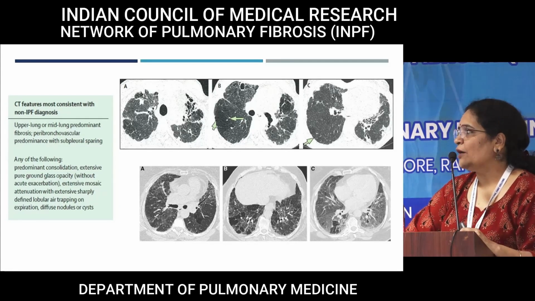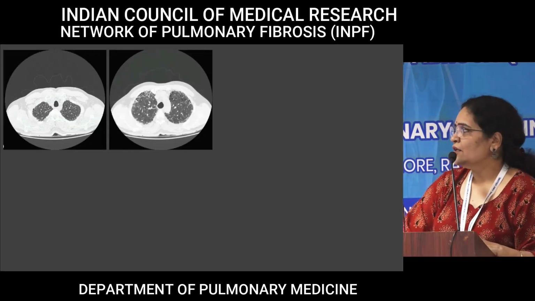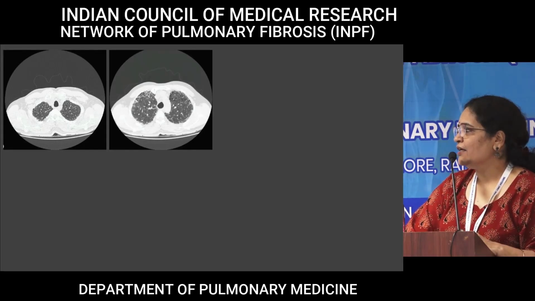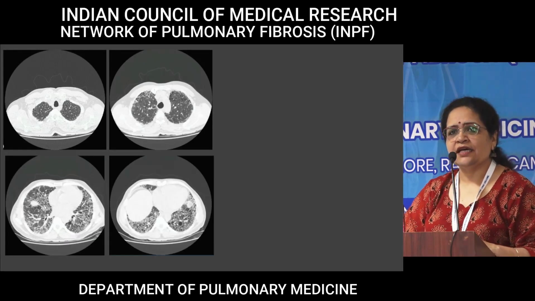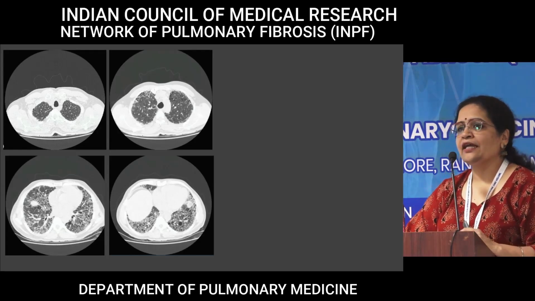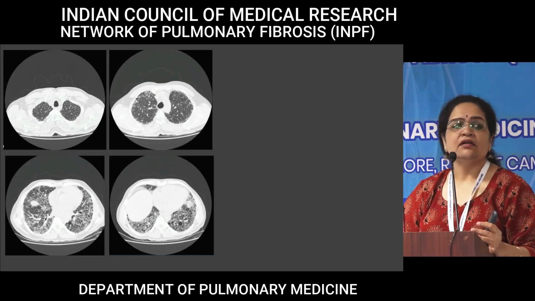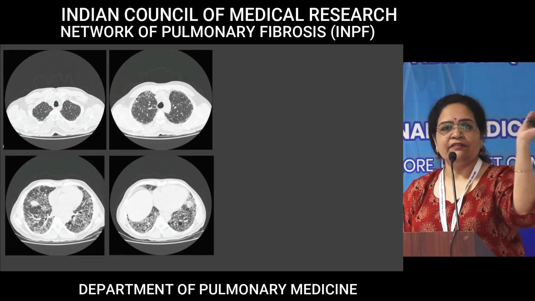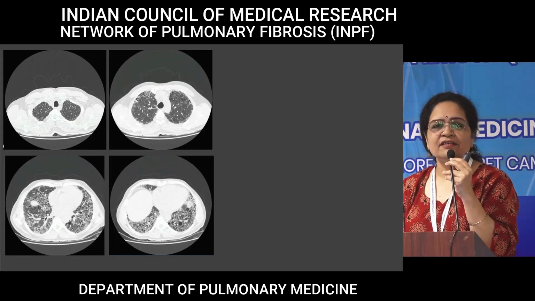So coming back to our patient, I put this earlier. We saw that this patient had honeycombing. He had traction bronchiectasis and bronchiolectasis. He had honeycombing. So which category does he fall in? We ruled out everything else. So which category of UIP is he?